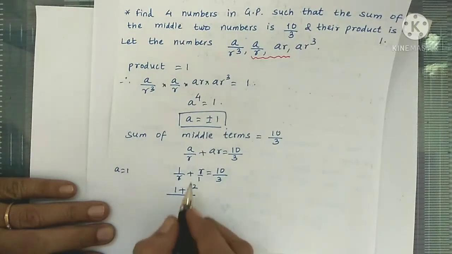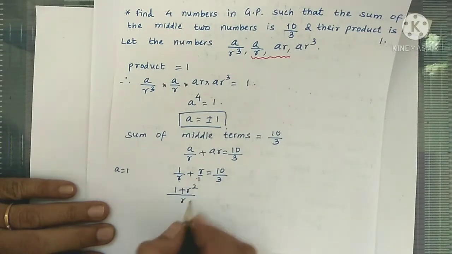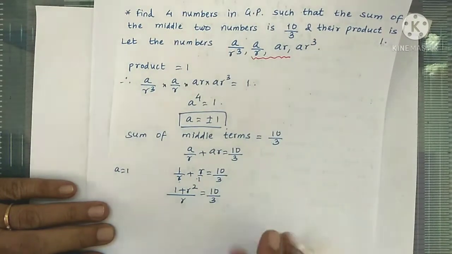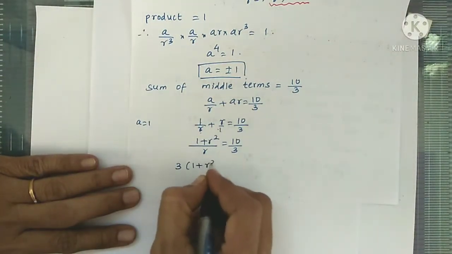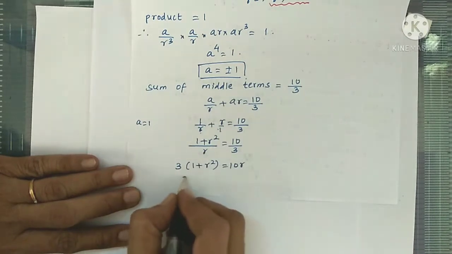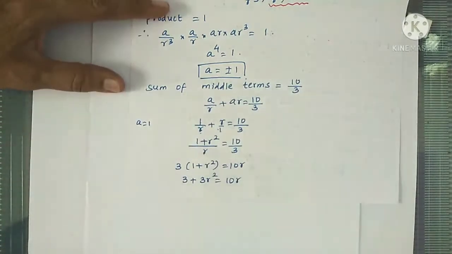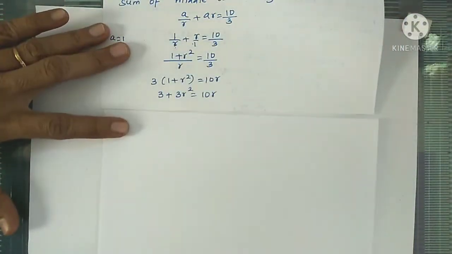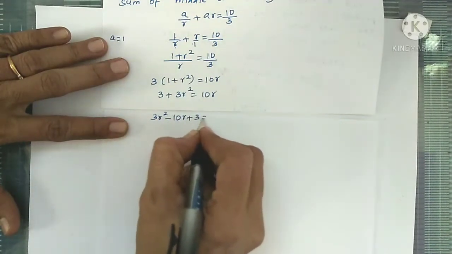over r. So 1 into 1, 1, that is, (1 + r²) divided by r equals 10/3. Now cross multiplying this, we get 3(1 + r²) = 10r. So 3 + 3r² = 10r. Now taking this term to the left hand side, we get 3r² minus 10r plus 3 equals 0.